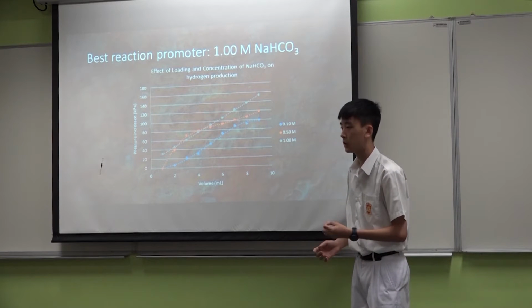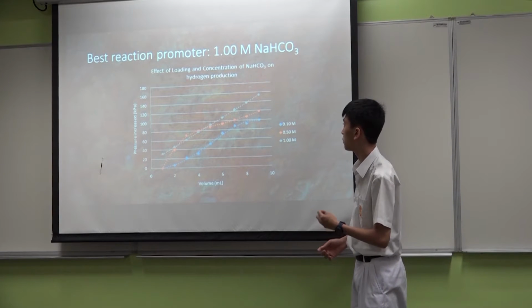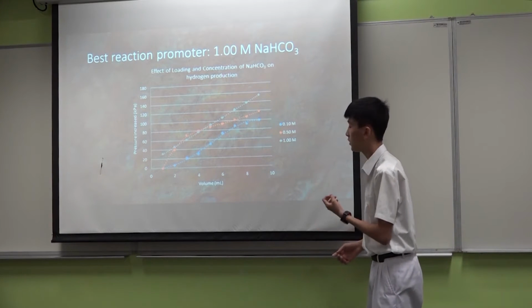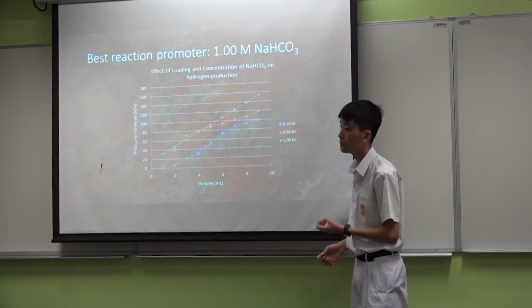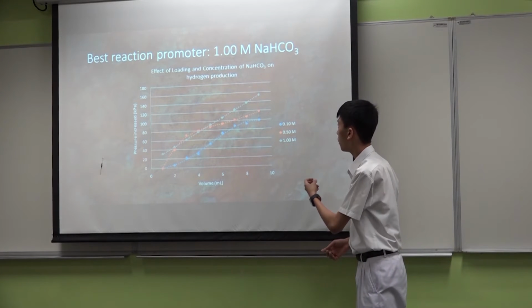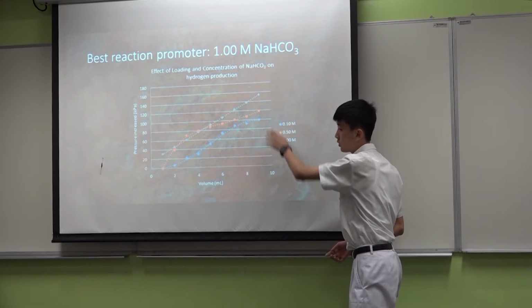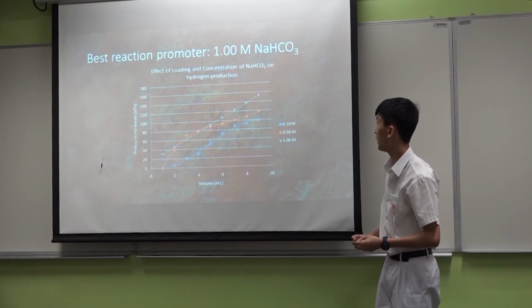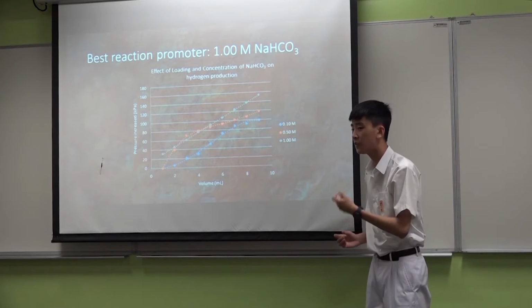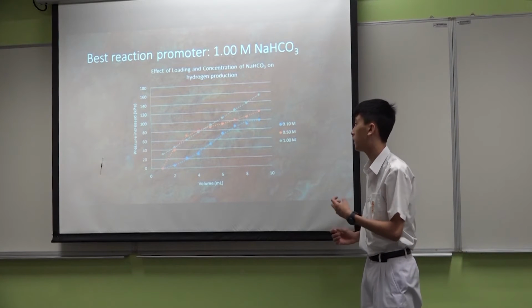In this experiment, we would like to find out the best reaction promoter. We found that in general, 9 ml of 1 molar sodium halogen carbonate shows the best result. We cannot find out the reason why halogen carbonate is better than carbonate ion.